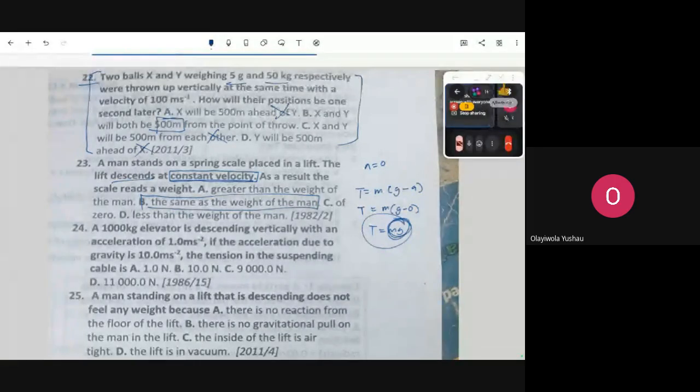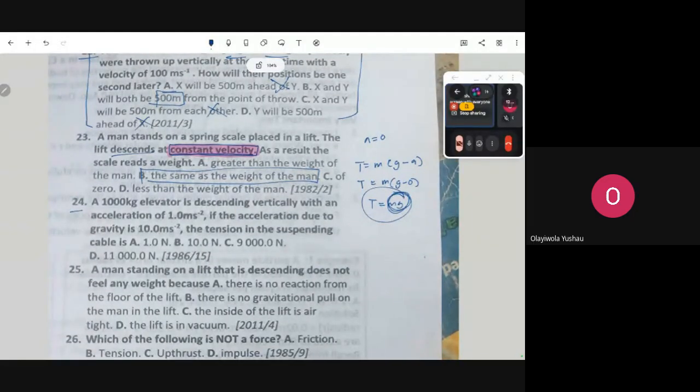Is that clear? So it's going to read the same as the weight of the man. Don't forget the turning point here. What gave us the answer is this constant velocity. Everything must sink in your body. Once you see it like this, even you will know that this is the answer.